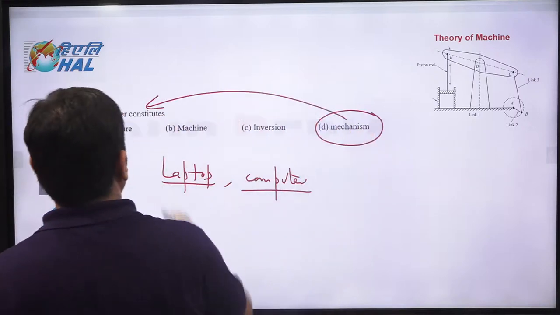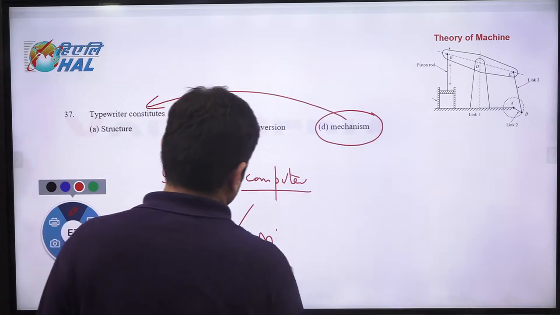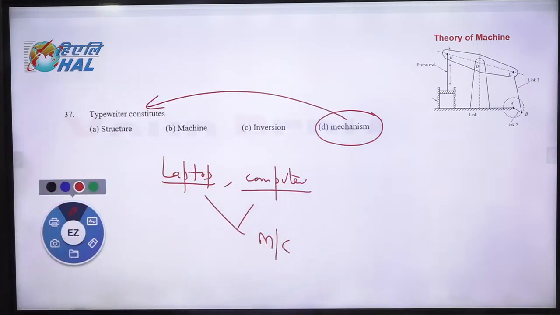A typewriter is a mechanism, but these are machines. So what is the difference between machine and mechanism?